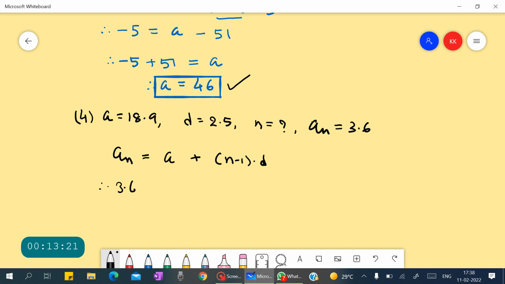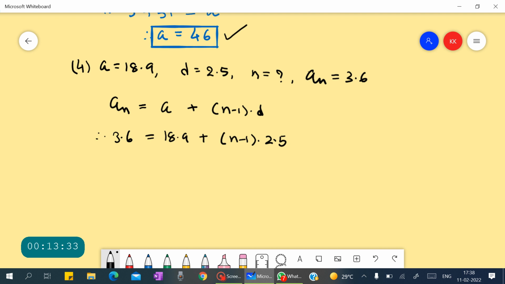Now 3.6 equals 18.9. Fit the values with great care. n I have to find, and d is 2.5. Correct. Now my dear students, I'm just shifting. Sorry, a is minus 18.9, I have to rectify this. It's minus 18.9. So now this I am shifting to the left hand side, so it will become plus 18.9. I hope you all agree. Equals n minus 1 into 2.5.